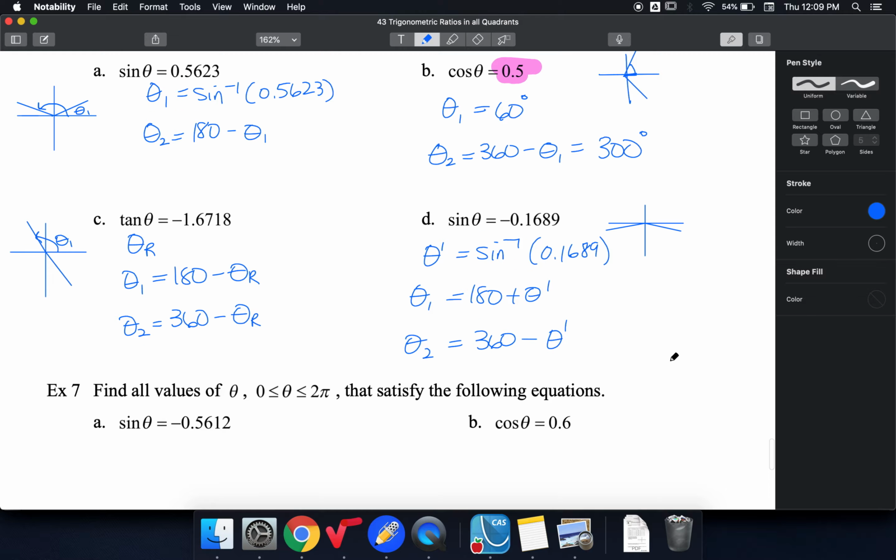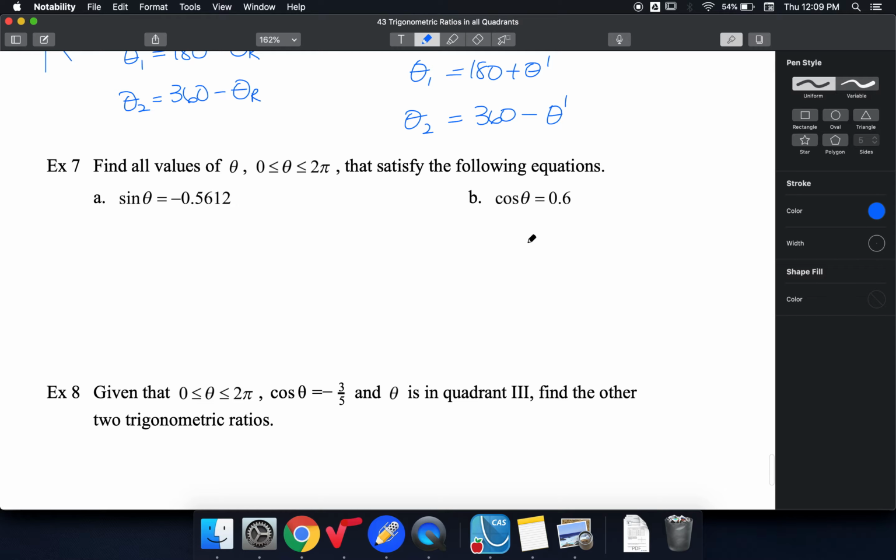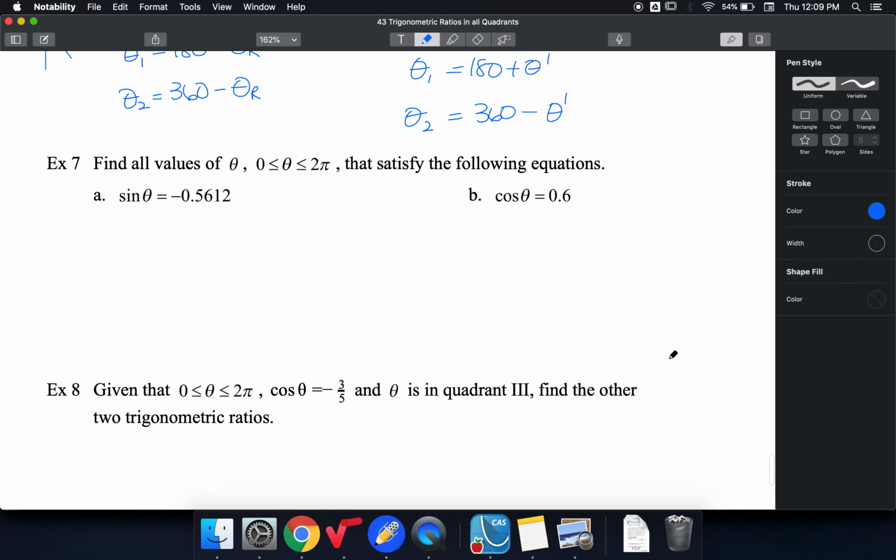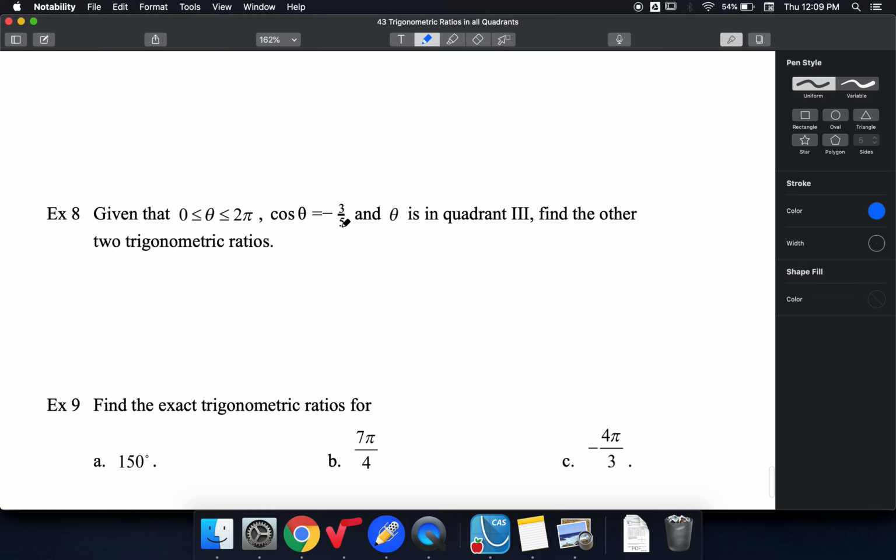All right, this one is a continuation, but now you're thinking in radians. And this one is completely different, because this one is asking me for ratios, not angles. So given that my angle is between 0 and 2 pi, cosine of theta is this, and theta is in quadrant 3. So actually theta isn't between 0 and 2 pi.